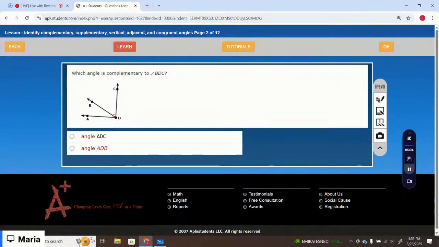Which angle is complementary to angle BDC? Complementary angles are the angles that measure to 90 degrees. So the angle that is complementary to BDC is ADB. Option number 2 is the correct option, and that is angle ADB.